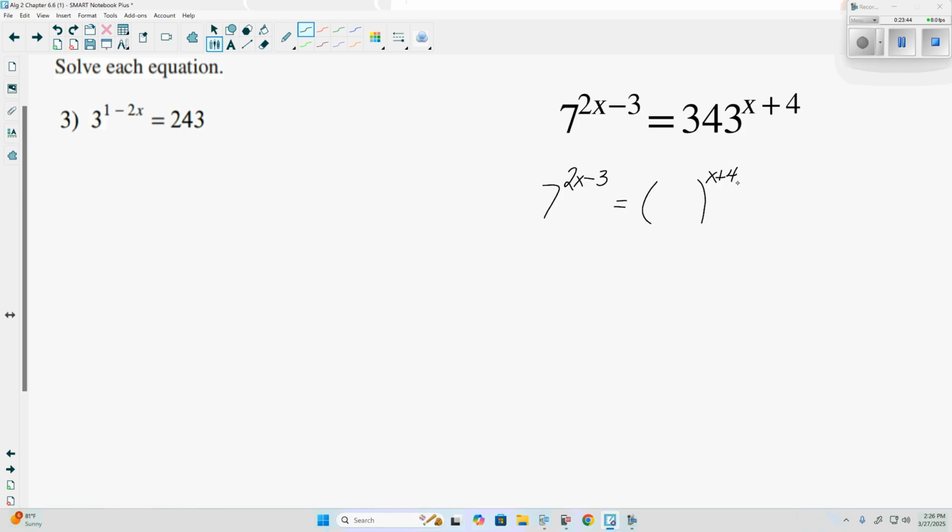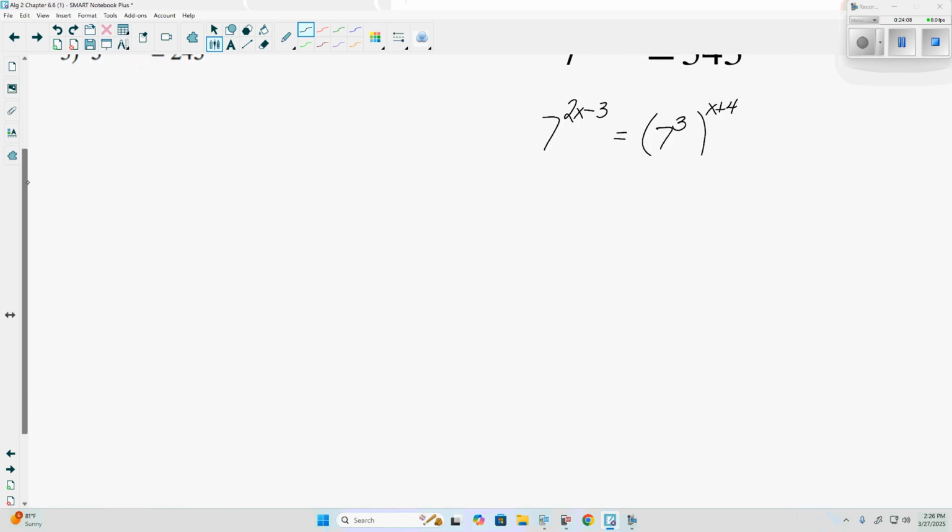Now, if we're going to solve this by the one-to-one property, we need to be able to rewrite 343 as 7 to a power. 7 to the third, yes. Because otherwise we'd have to find or use another method to get there. Now, before we can just set the exponents equal to each other, it's going to be nice if we simplify this here. Powers of powers multiply, so our 3 times x would give us 3x plus 12.